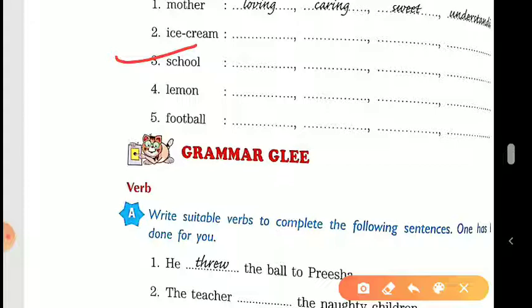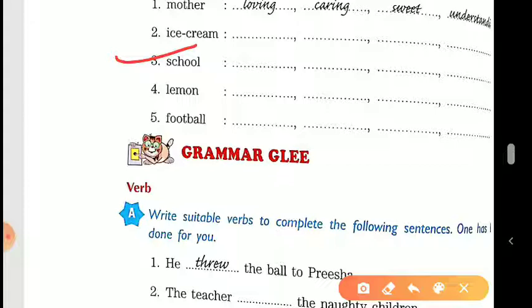And then the third word is, we need to follow the rules, follow the instructions, follow the order. So which word immediately strikes to us and suits the word school? Obedience, isn't it? Everybody has to be obedient. You have to obey the teachers, the elders, the seniors, isn't it? So the third word is obedience.